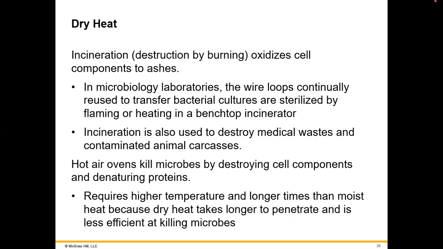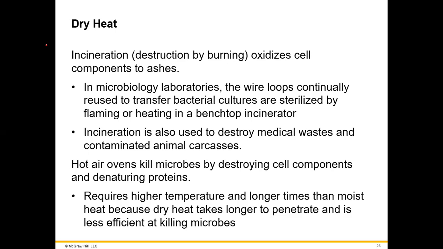So that was the moist heat. Now we can talk about the other form whereby water and steam are not involved. So the most extreme form of dry heat, of course, is incineration, whereby you oxidize the cell material completely. You reduce it to ashes. And this is quite effective, of course, at achieving a sterile sample, even though the sample is not there anymore, technically.